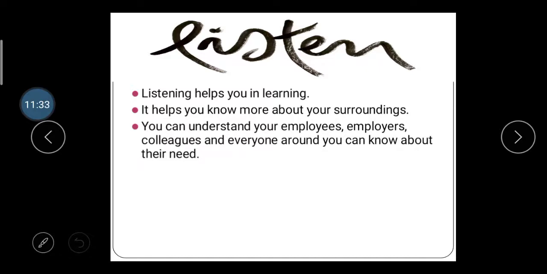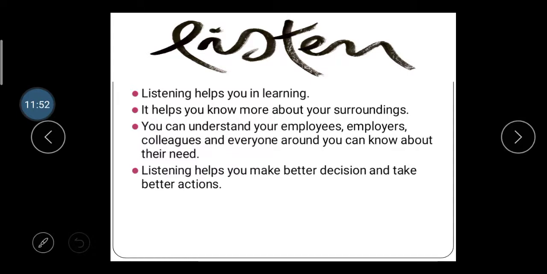In each and every field, listening is very important. If you have very poor listening skills, then you cannot get the right idea about what is happening around you. Listening helps you make better decisions and take better actions. So listening is very important.